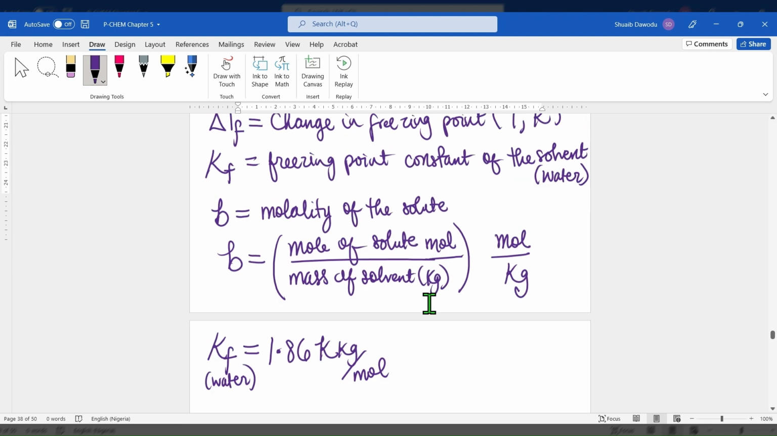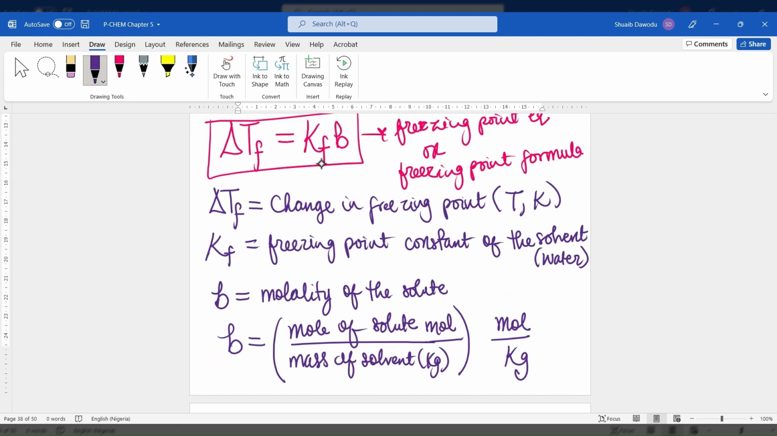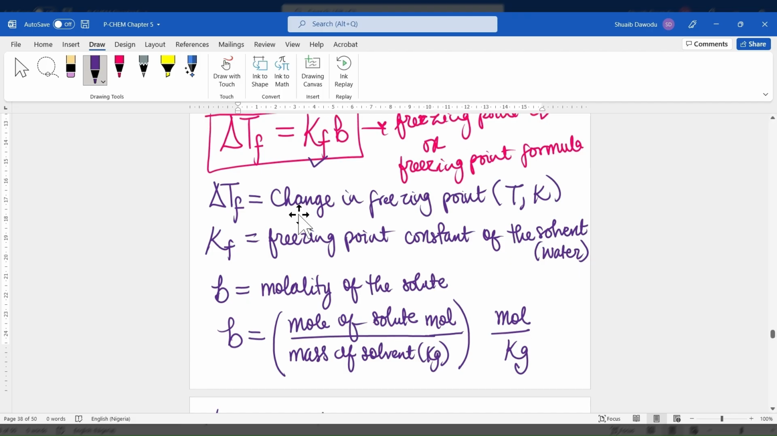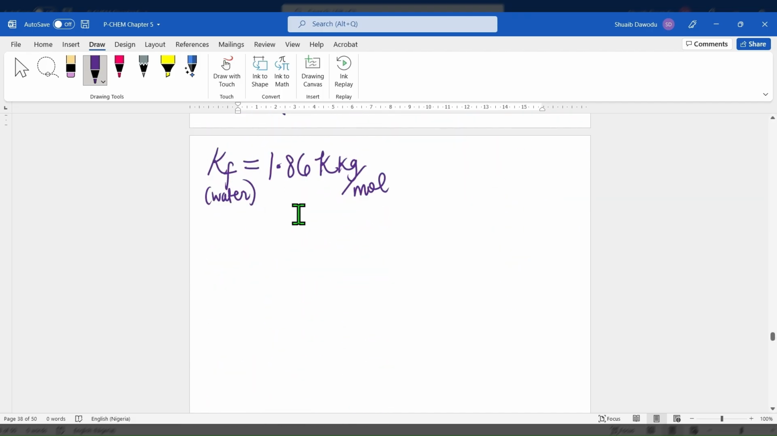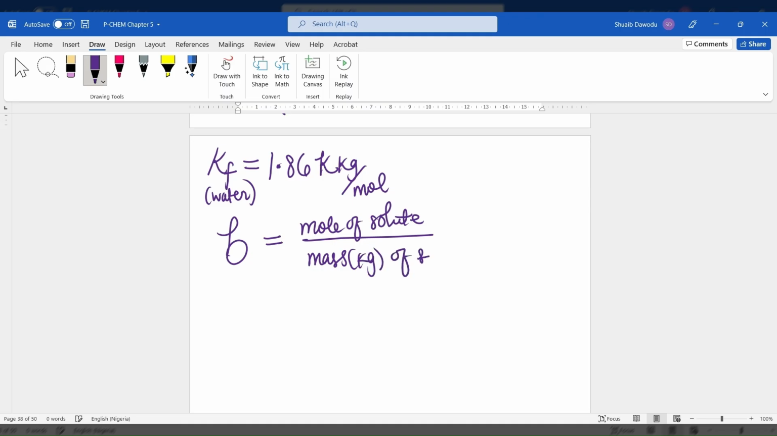So we have successfully determined what K sub F is, but we do not have the value for b, because neither do we have the moles of solute, nor the mass of solvent. So we have reached a point where we don't even know what b is. But then again, we are chemists. So let me write what b is again. We have moles of solute divided by mass in kilograms of solvent.